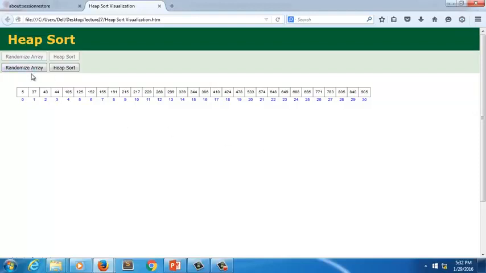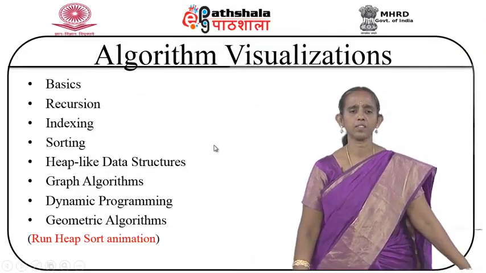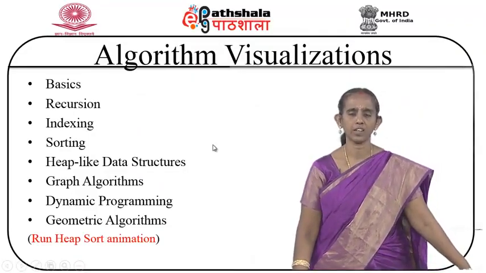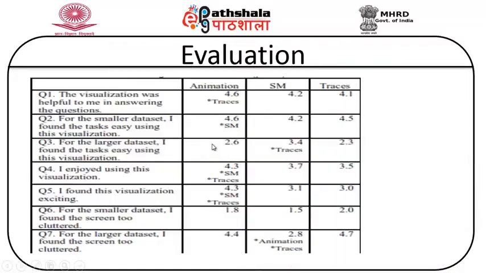Here in the UI we have two buttons: one for creating a randomized array and one for running the heap sort. If we click the randomized array button, the array gets randomized, and if we click heap sort, the animation starts running automatically, right from the first step to the result step. There is not much interaction in this case. So, as we have seen in the case of the heap sort animation, other geometric algorithms or dynamic programming algorithms can be visualized in this manner.